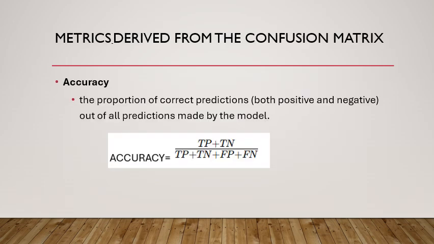So these are the different metrics derived from the confusion matrix. Usually, we start with the accuracy in order for us to identify the performance of the model. The accuracy is the proportion of correct predictions, both positive and negative, out of all the predictions made by the model.